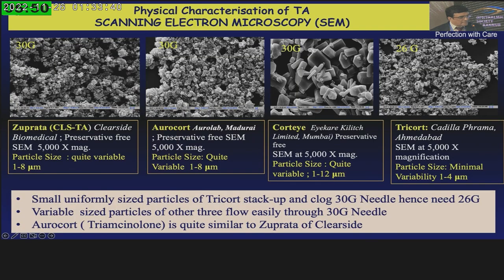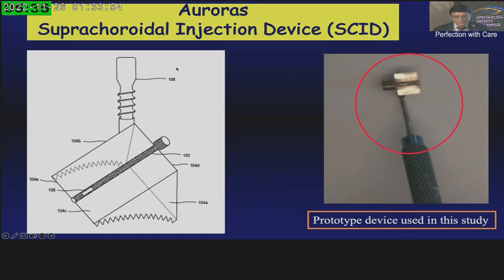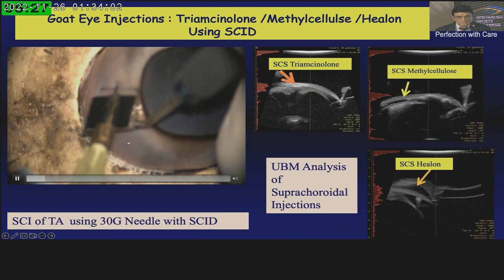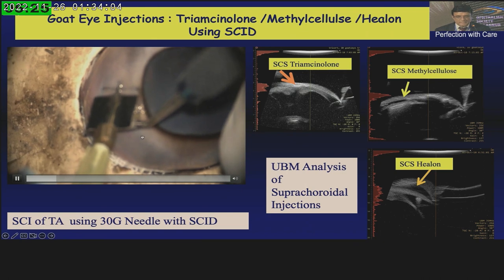So this was the scanning electron microscopic studies we did, and we found that Aurocort is as good as Suprata. So there is no reason why you should be thinking of Suprata. So this is Suprata, and this is Aurocort scanning electron microscopy, and it goes through a 30 gauge needle. We constructed this device, which is used for suprachoroidal injection, and we did animal experiments, and you see this is a goat's eye, the injection being done.